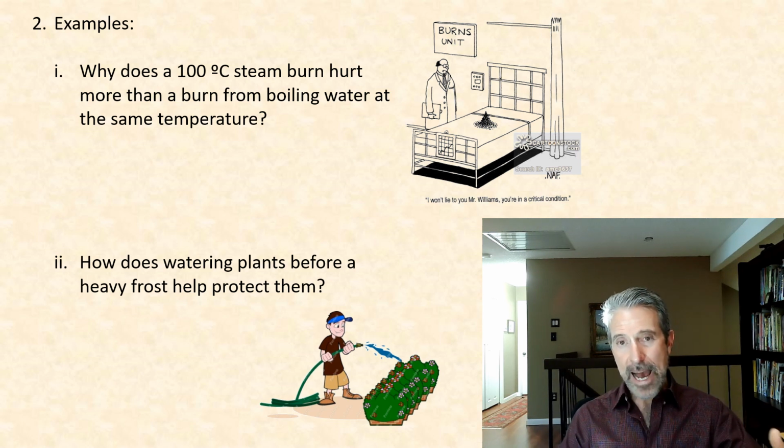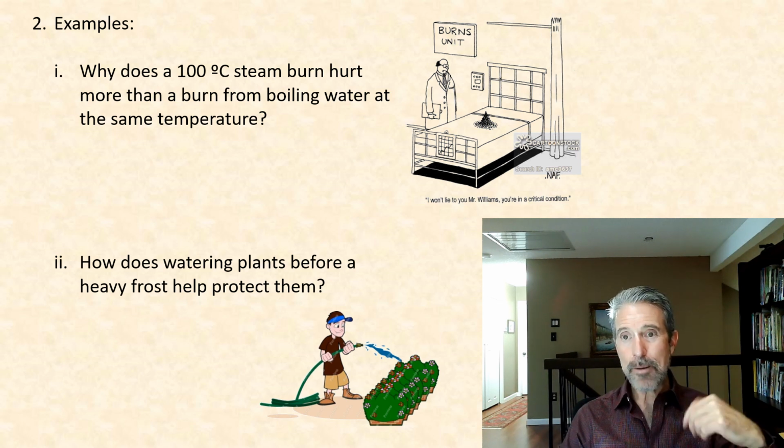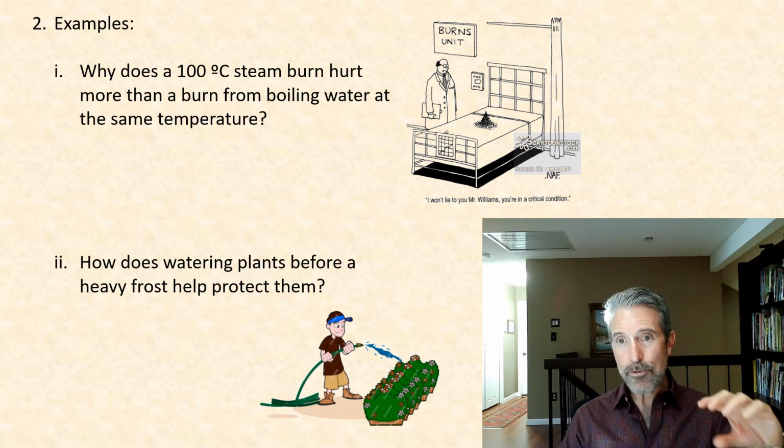By adding that little bit of energy to the plant, equivalent to the latent heat of fusion, this can keep the plant a little bit warmer and prevent it from reaching the freezing point a little bit longer, hopefully preventing the cells in it from bursting, which is what happens when the plant actually freezes.